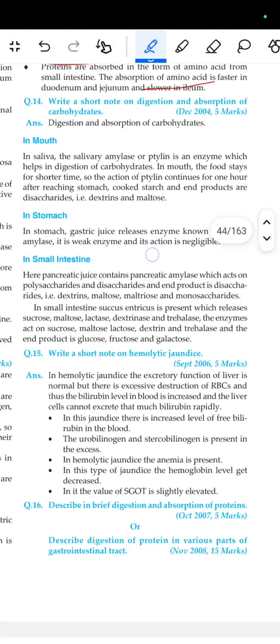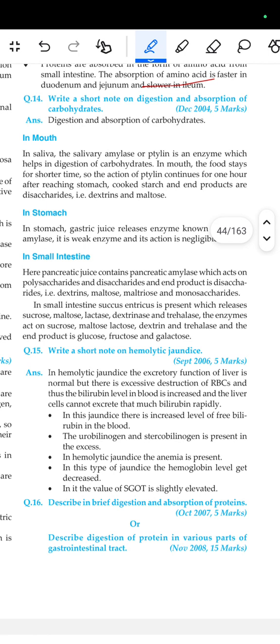Next, write a short note on the digestion and the absorption of the carbohydrate. In the mouth, in saliva, the salivary amylase or ptyalin is an enzyme which helps in the digestion of the carbohydrate. In the mouth, the food stays for a shorter time, so the action of the ptyalin continues for 1 hour after reaching the stomach. Cooked starch end products are disaccharides, dextrins and maltose.